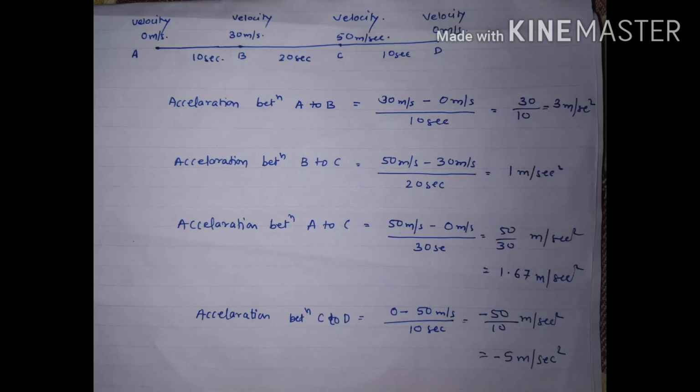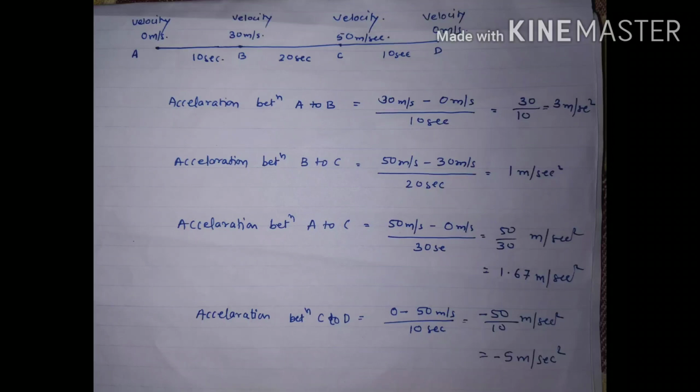The change in the velocity can be negative also. It is called negative acceleration or deceleration. We will further extend this example from C to D. An object is traveling from C to D. It is taking 10 seconds, and in these 10 seconds the velocity is now decreasing from 50 meter per second back to 0 meter per second. Let's calculate the acceleration in this case also.